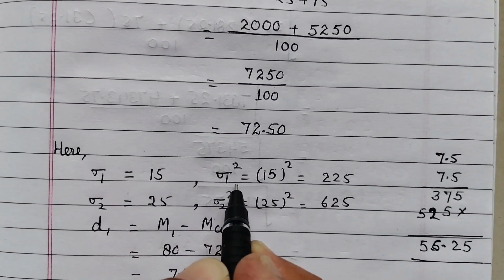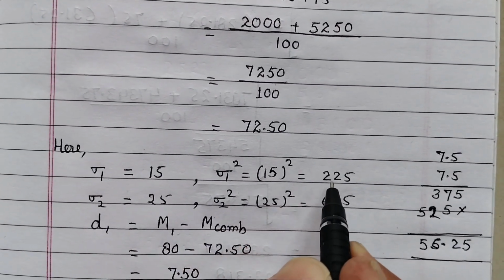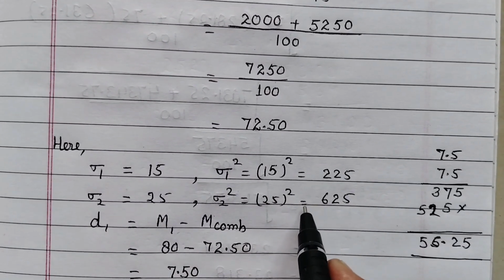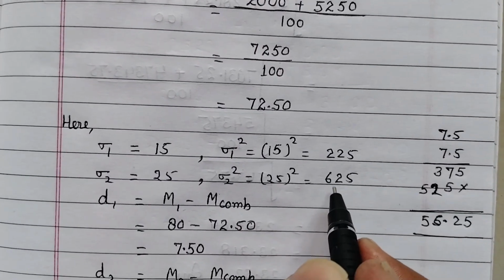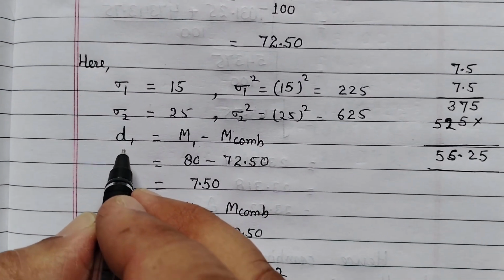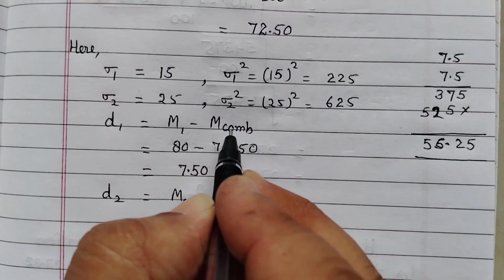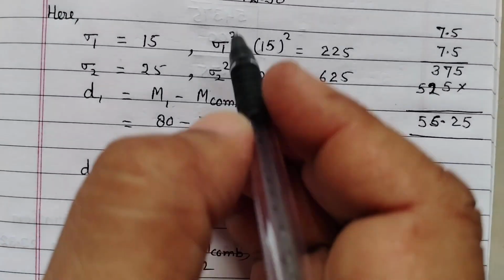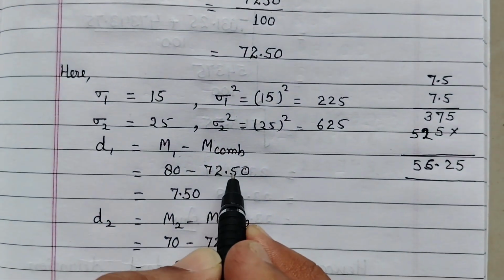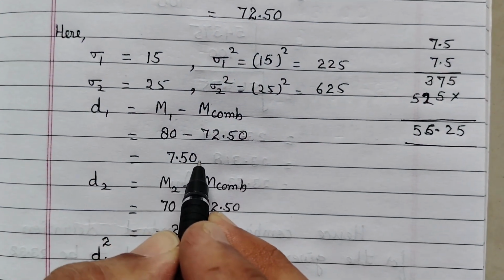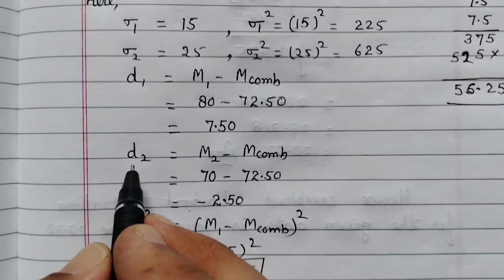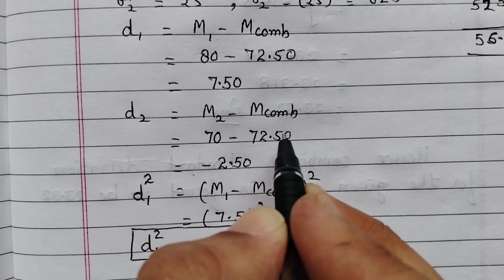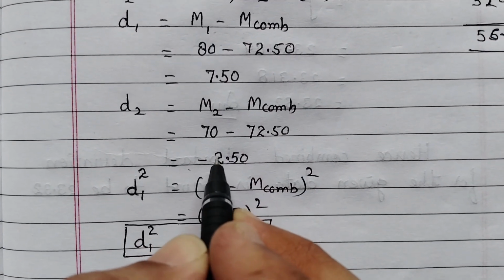Now here sigma 1 is equal to 15 and sigma 2 is equal to 25. So sigma 1 square is equal to 15 square, which is 225, and sigma 2 square is equal to 25 square, which is 625. Now d1 is equal to m1 minus m combined. m1 is 80 and m combined I have calculated here, that is 72.50. It gives us 7.50. Now d2 is equal to m2 minus m combined, which is 70 minus 72.50, which is equal to minus 2.50.